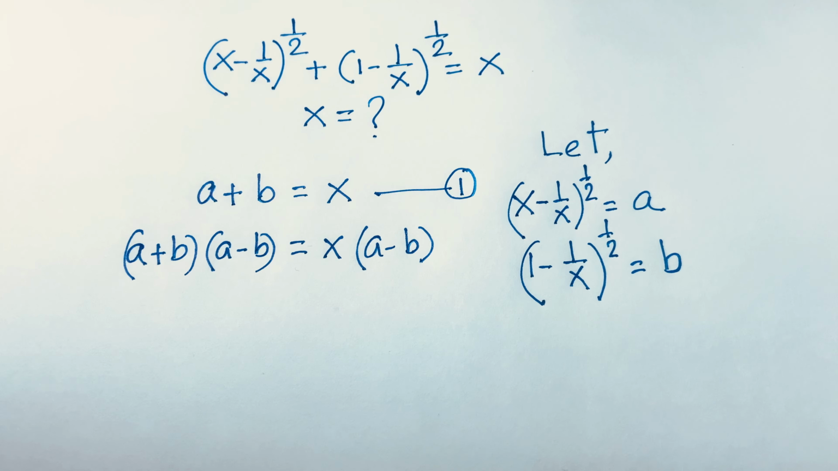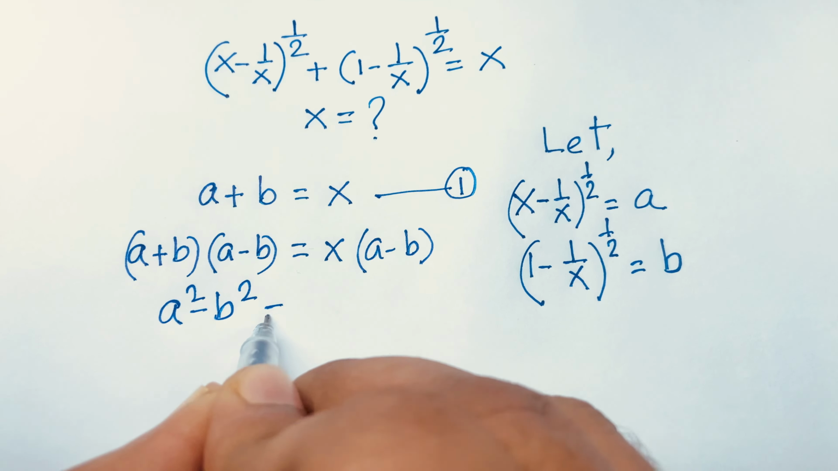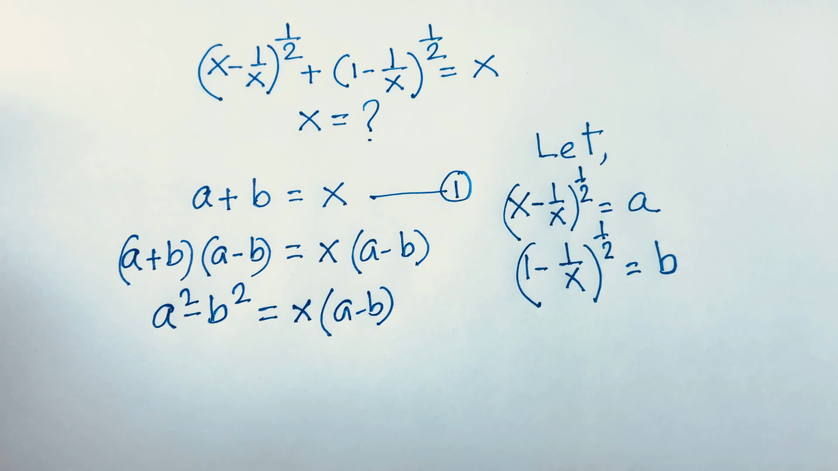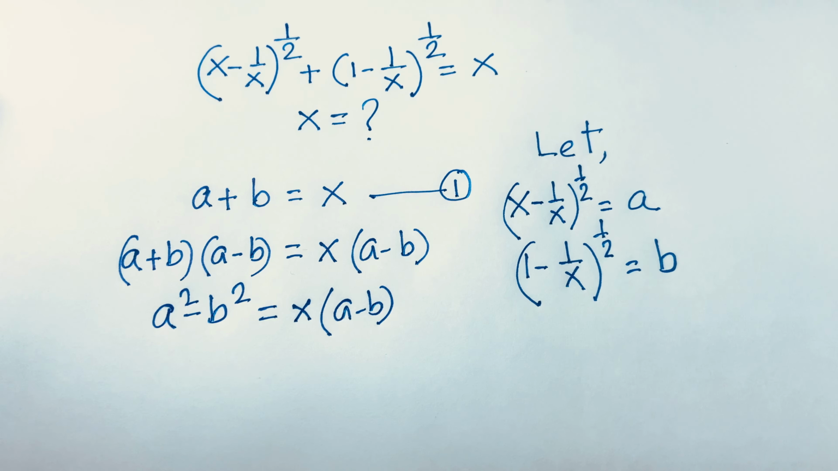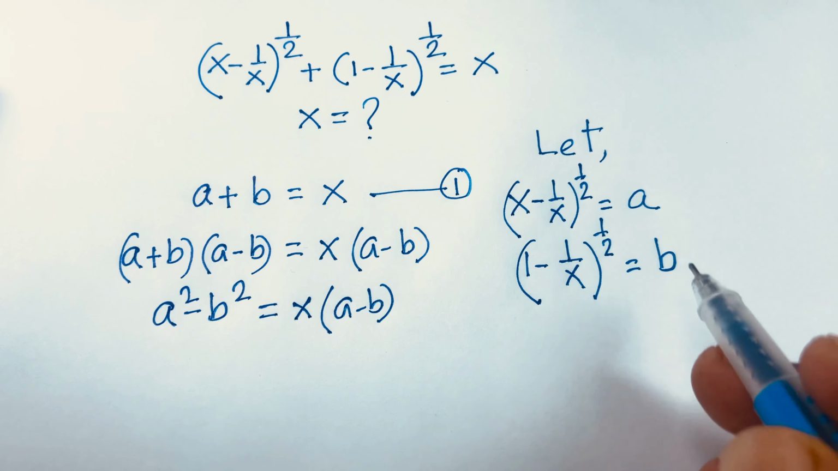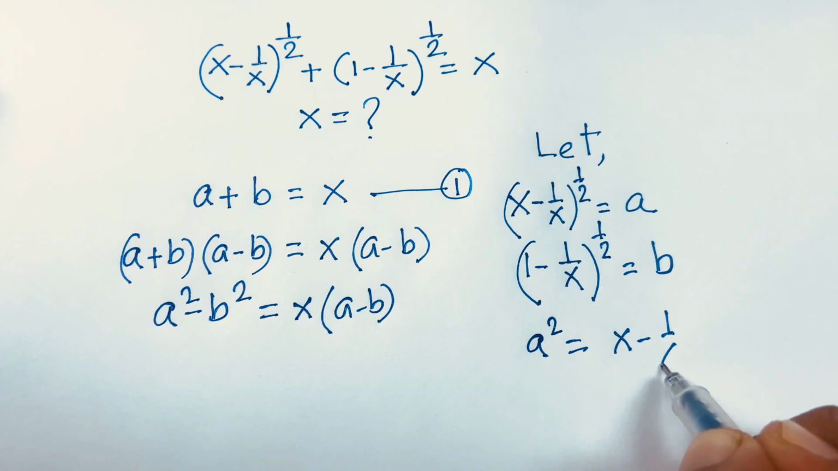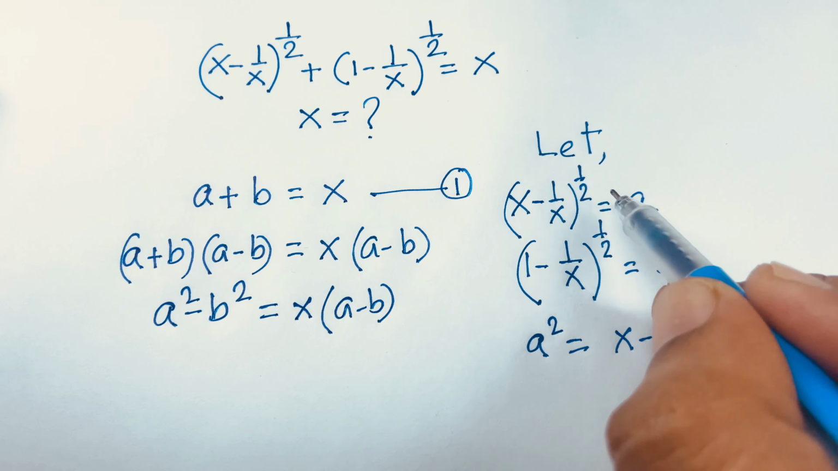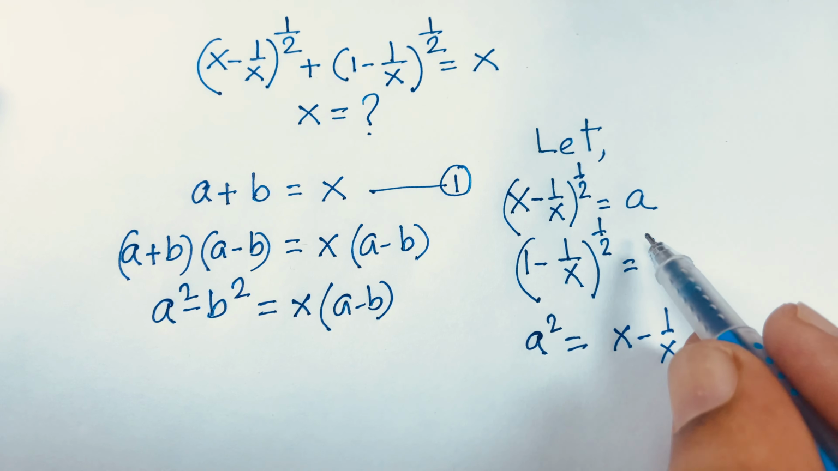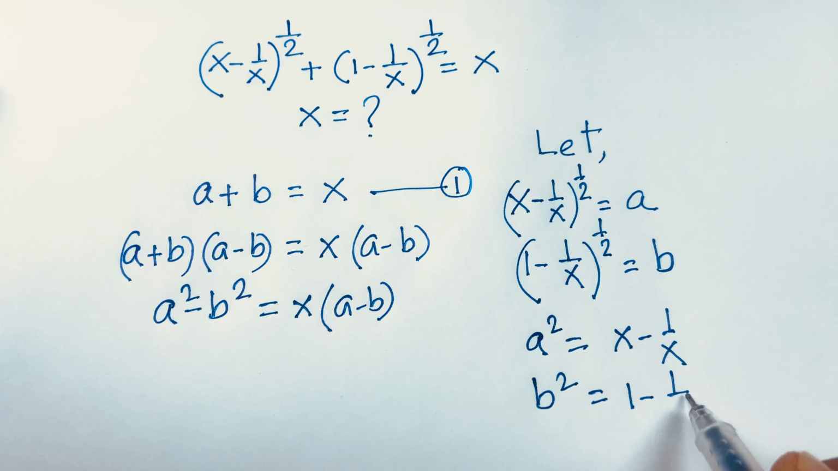Now at this moment I can see easily this will be a square minus b square according to the formula. Then I can see easily it will be x times (a minus b). Now at this moment we'll find out a square minus b square is equal to what? Remember that a is equal to this and b is equal to this. So here, a square will be x minus 1 over x. I use power 2 on both sides to cancel. We will find out a square is equal to x minus 1 over x. And if I use power 2 on both sides again, we will find out b square is equal to 1 minus 1 over x.